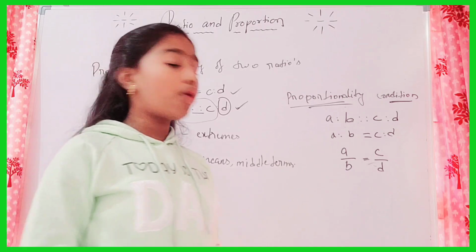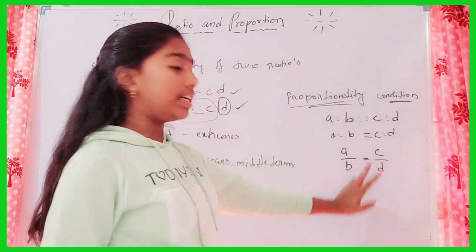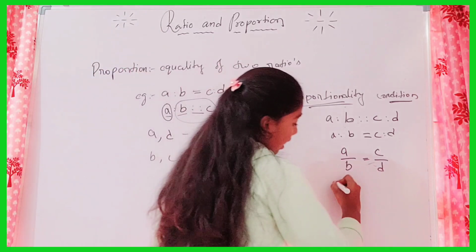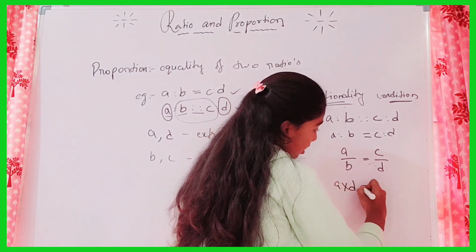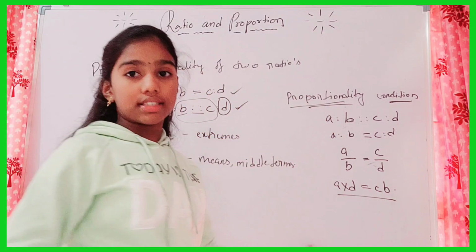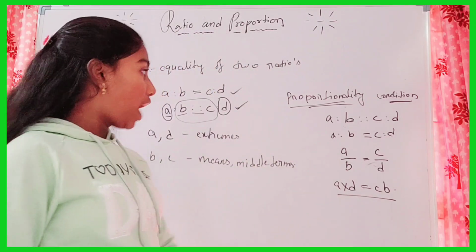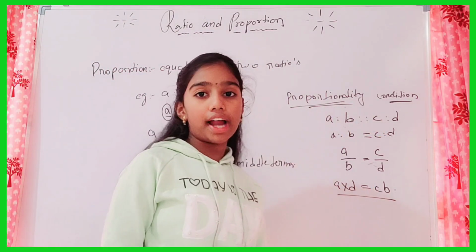Now all of us know cross multiplication. Yes, A into D and C into B. A into D is equal to C into B. So this is the formula. We got it, I think. So first you have to remember this thing. You can easily find the formula.